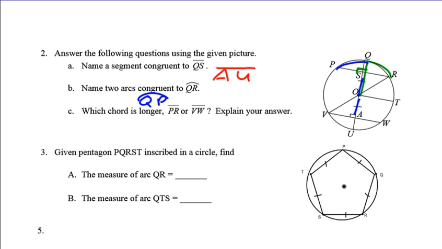And then since we know that these chords PR and VW are the same distance away from the center, they make congruent arcs. And VW is also getting cut in half, so each of the halves, arc VU and arc WU, are also congruent to QR. And as I just said, chords that are the same distance away from the center in the same circle are congruent to each other. So PR and VU are equal lengths.